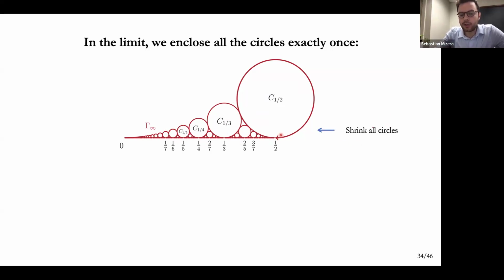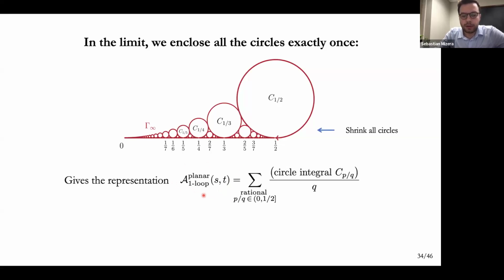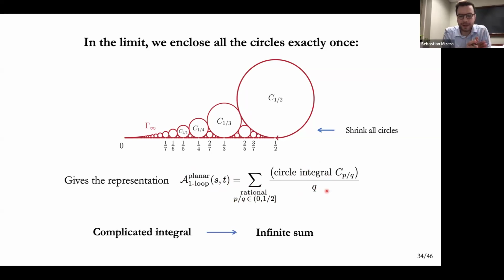Okay, and now we can play the same game. We can shrink all of these circles to be arbitrarily small, and then basically we can compute all of them. So what I wanted to summarize here is that this gives us a representation of the one loop amplitude that is given as an infinite sum. The sum is over all rational points p over q, where for each of them I have to do an integral of the same type that we already know how to do, and it's a power series. So basically, the bottom line is that using this funny deformation, we managed to convert a complicated integral into an infinite sum. And in the infinite sum, the largest circles give us the largest contributions. So this means that we can, in principle, truncate the series at some large number, and this will give us a numerical approximation to the full answer.